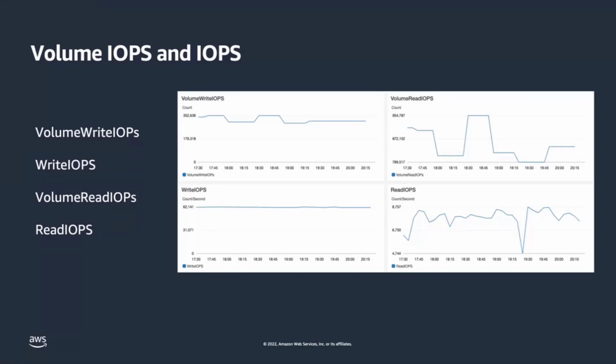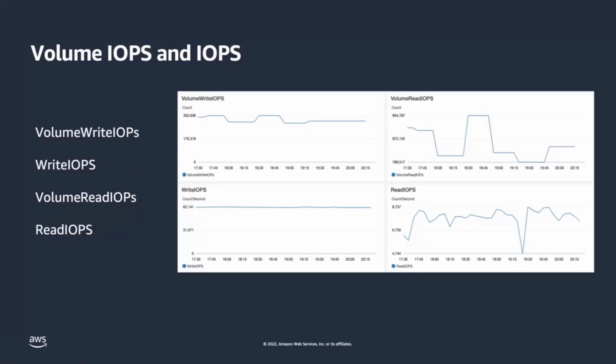Now the metrics that I'm talking about here on the slide, volume read IOPS, volume write IOPS, read IOPS, and write IOPS. They sound pretty similar, but the main difference is volume write IOPS and volume read IOPS represent the total count of billable IO operations for all instances in the cluster. All right, so this will give you a good idea of what you're being charged for IOPS in your cluster.